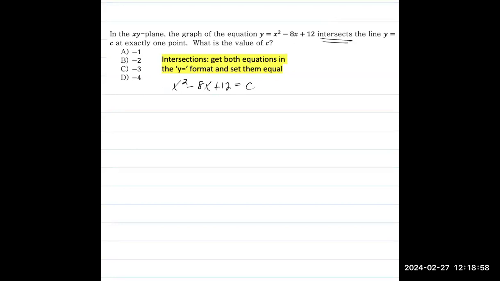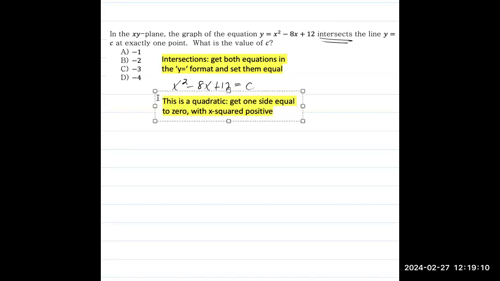Now this is a quadratic situation because it's related to y equals x squared or ax squared plus bx plus c. And so when you're dealing with a quadratic, your instinct there should be to get everything on one side equal to 0, preferably on the side where x squared is positive. So to do that, all we have to do is take away c from both sides. And now it looks like this.